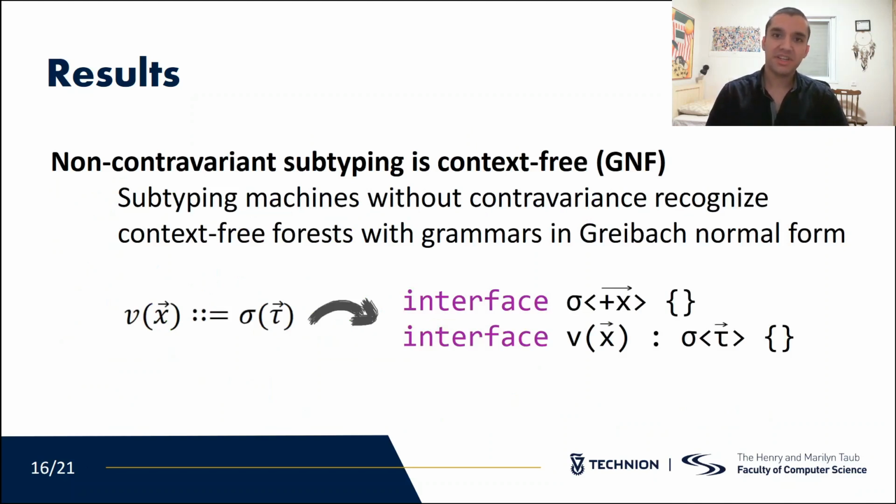The second fragment forbids contravariance. I found out that subtyping machines whose class table does not use contravariance recognize context-free tree languages. But these languages must have grammars in Greibach normal form. Like before, we can take the productions of the Greibach normal form and encode them in a subtyping machine.